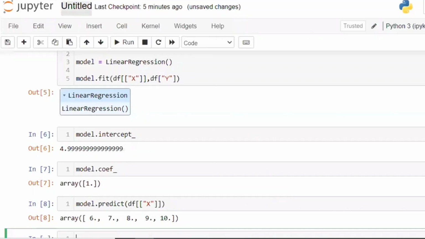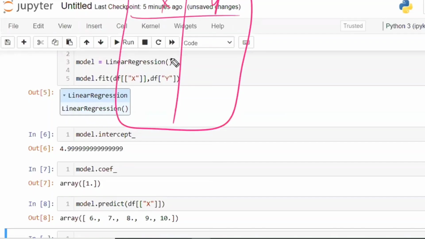Now, change the data set. New problem, new question. X and Y. X is 1, 2, 3, 4, 5. Y is 6, 7, 8, 9, 11. Instead of 10, 11. Calculate.